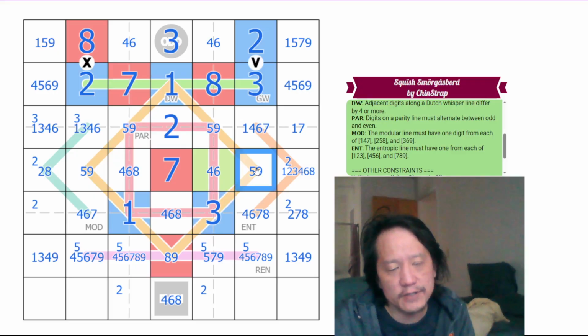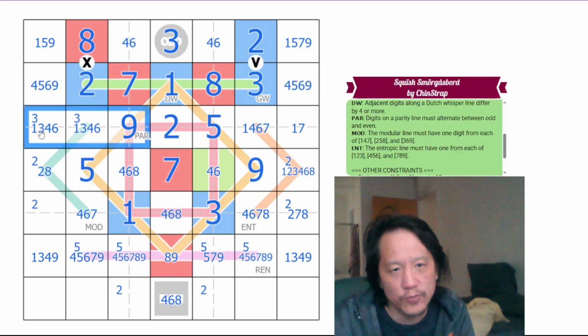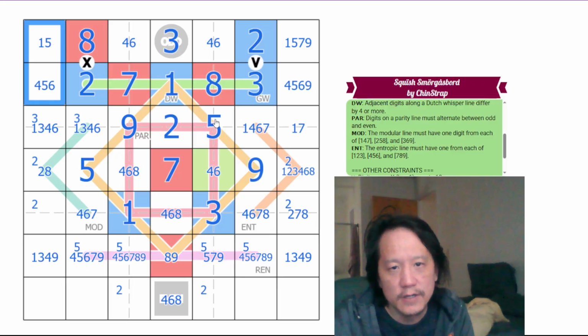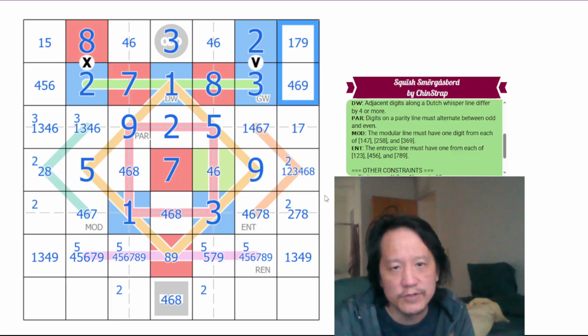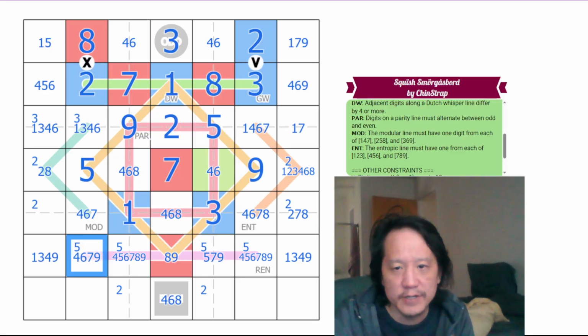3 cannot be next to 5 on a whisper 4 line. So this is 9, that makes this 5, which makes this 9, which makes that 5 on the whisper 4 line. This 9 eliminates 9 in the rest of box 1. This 5 eliminates 5 in the rest of box 1, or box 3. This 5 eliminates 5 here. And this 5 eliminates 5 here.